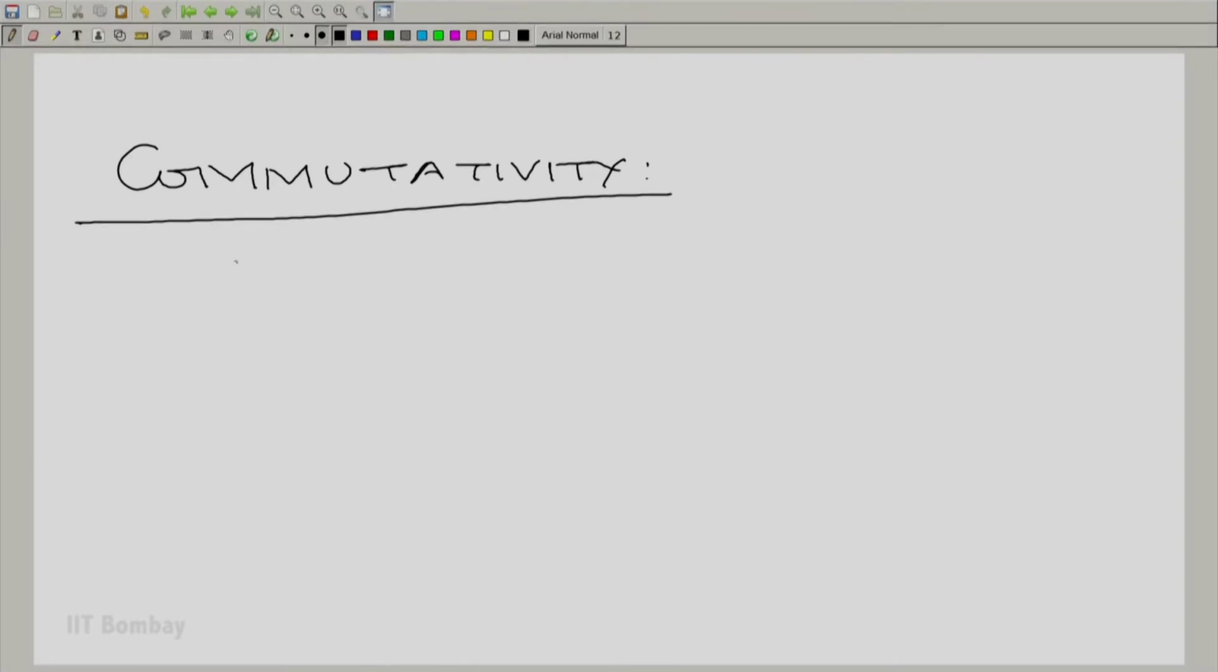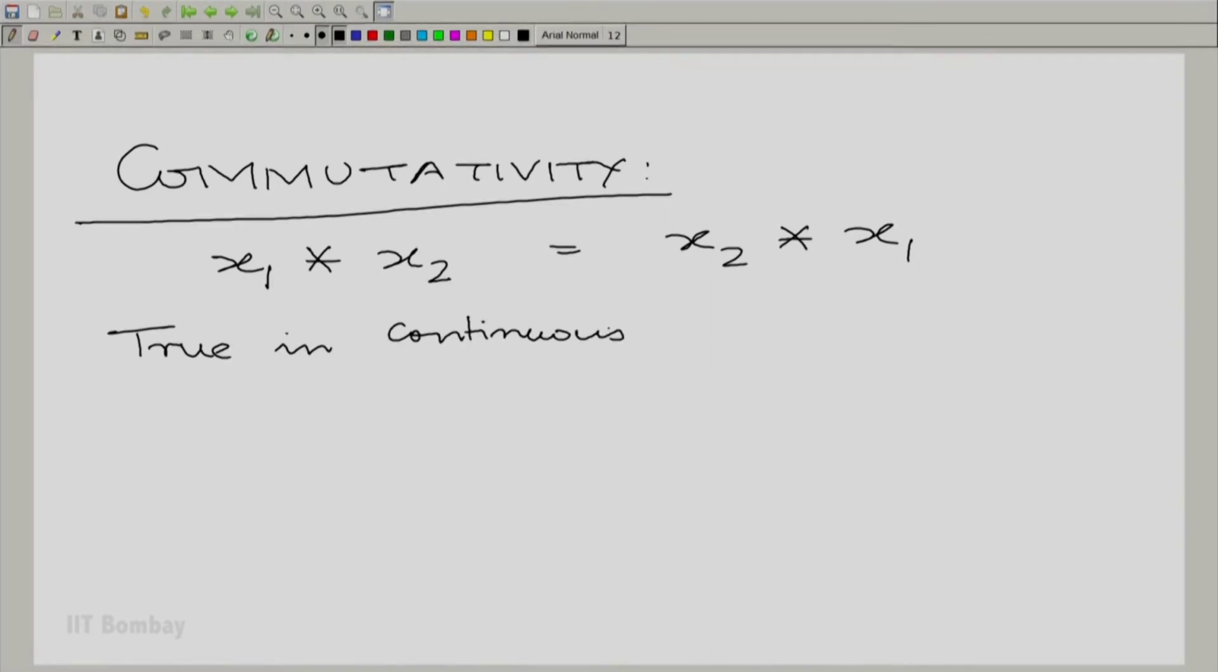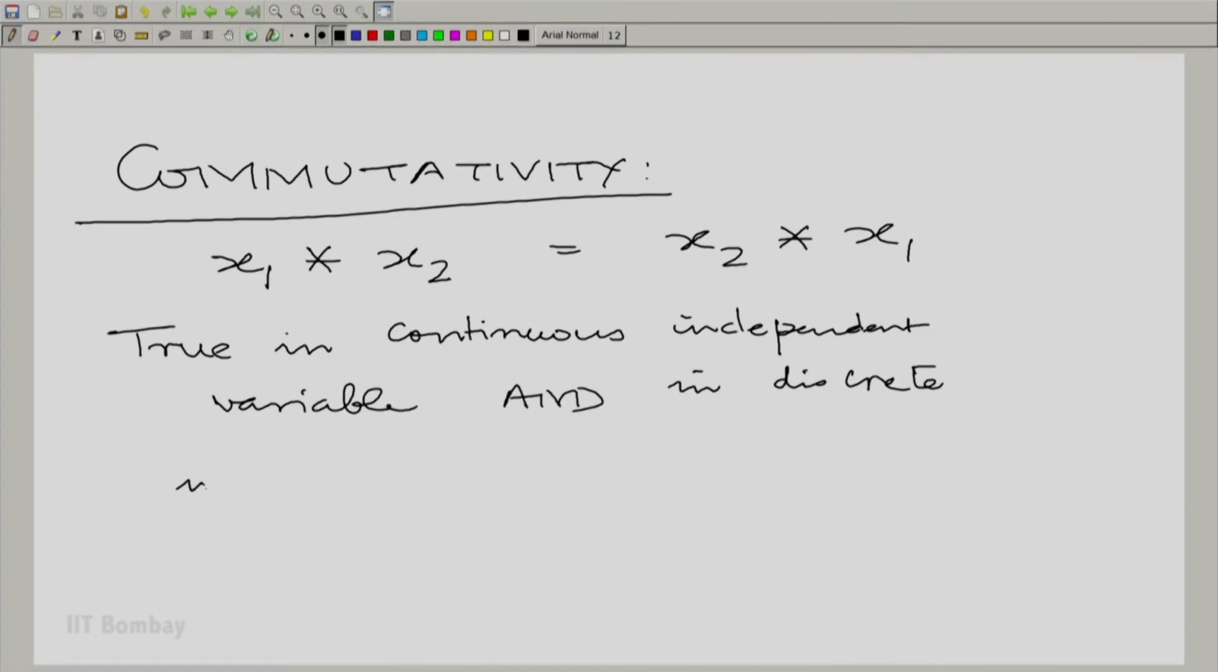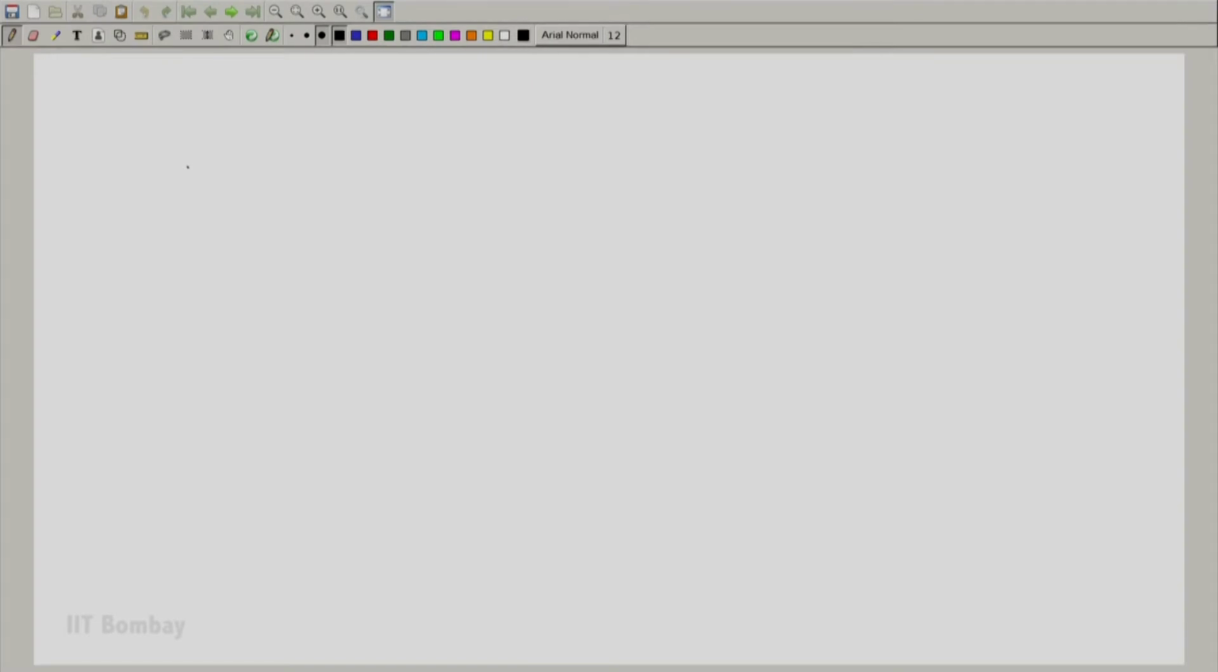Essentially it says that x1 convolved with x2 is the same as x2 convolved with x1, and this is true both in continuous and in discrete time, true in continuous independent variable and in discrete independent variable. We shall prove it for both. Let us prove it first for discrete, that is a little easier.